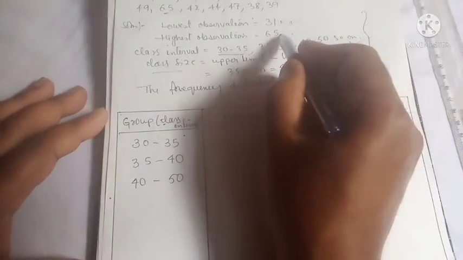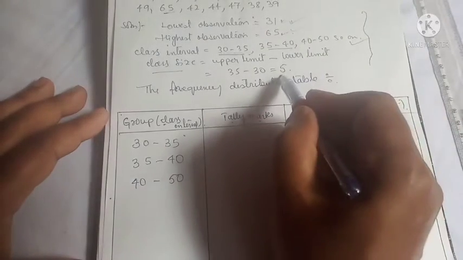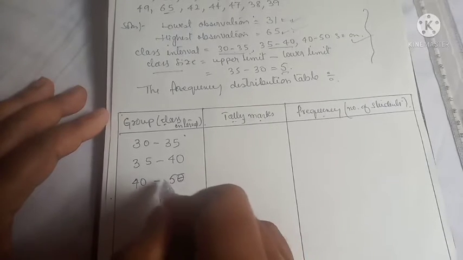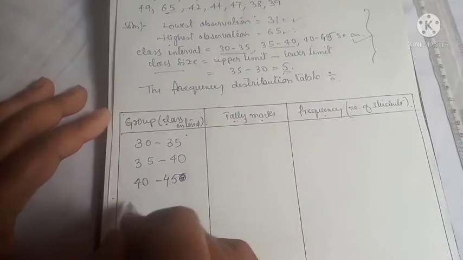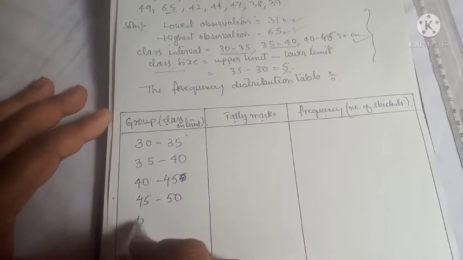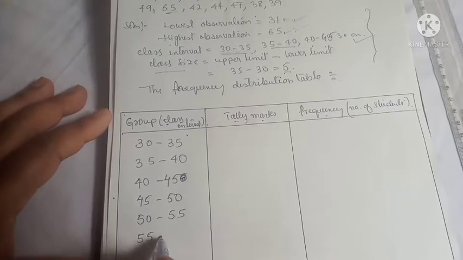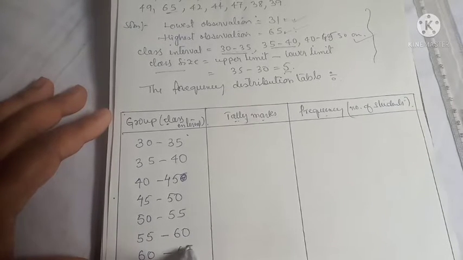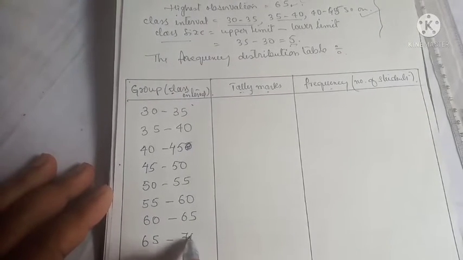After that, up to how much? Up to 65. We have to write this class interval with the size of 5. The difference between them is 5. Understand? This will be 45, not 50. Next is 45 to 50. Next is 50 to 55. Next is 55 to 60. Next is 60 to 65. And the last one is 65 to 75.